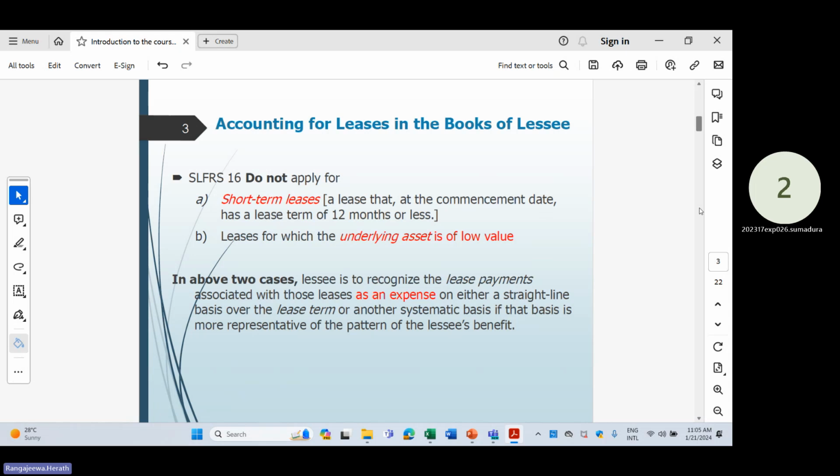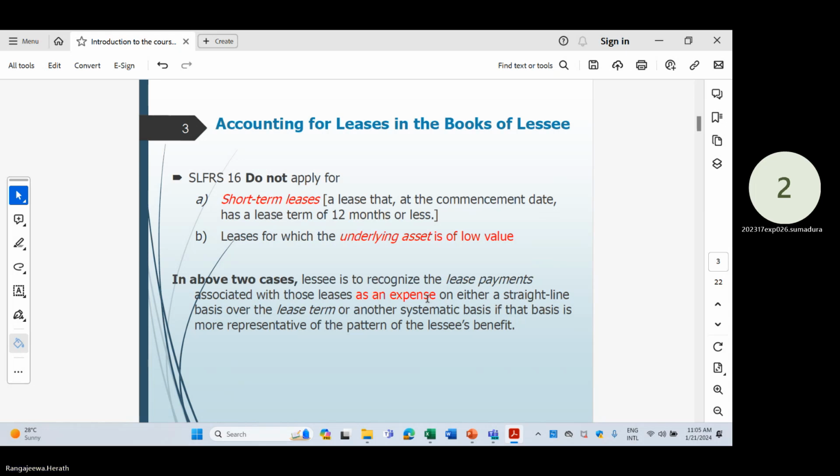Monthly lease rental is 100,000. In that case, the lessee recognizes the lease payment as an expense, straight line. Monthly you are paying 100,000, and you charge that into P&L. No right of use asset, no lease liability.